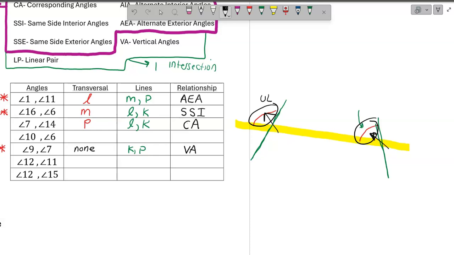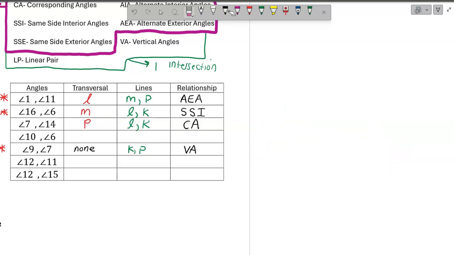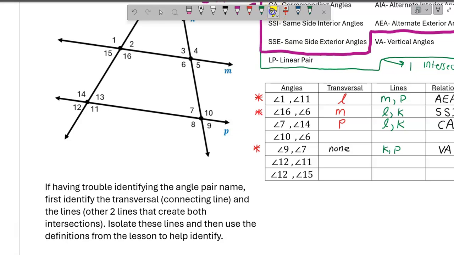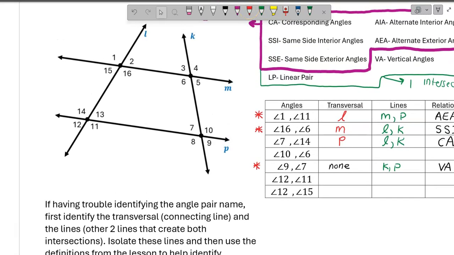Both to the left of the line, both above the transversal. So make sure you pay special attention to corresponding angles. All right, moving on to 10 and 6. So 10 and 6 are going to be located right here and right here.